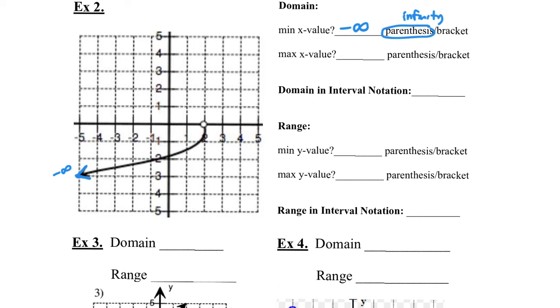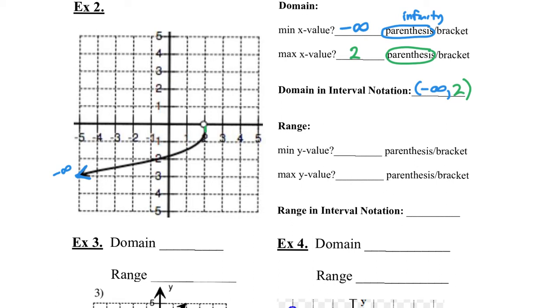Okay, the furthest right point is going to be over here. The x value at this point is 2, and because there is an open circle there, it will also be a parenthesis. So my domain is parenthesis negative infinity, comma 2, parenthesis.